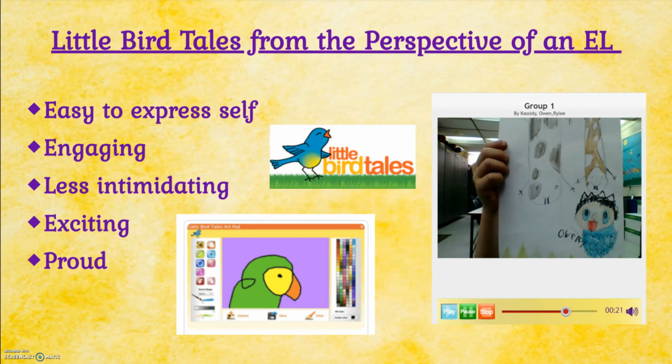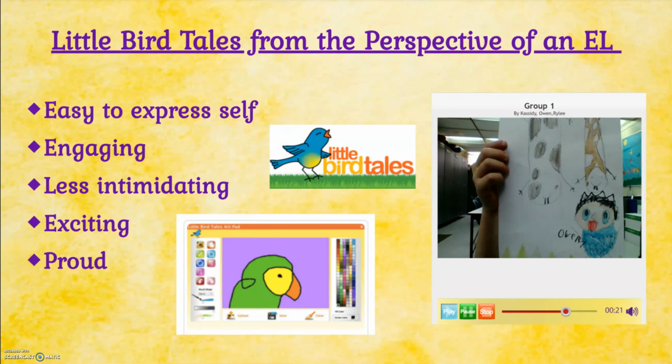I think an EL would enjoy using Little Bird Tales because it easily allows you to express yourself and your creativity. If a student is at a lower language proficiency level, they can share their ideas through drawings. If they are at a higher level, they can include more written text. I also think an EL would be very engaged using Little Bird Tales because they are using technology and they get to record their own voice.